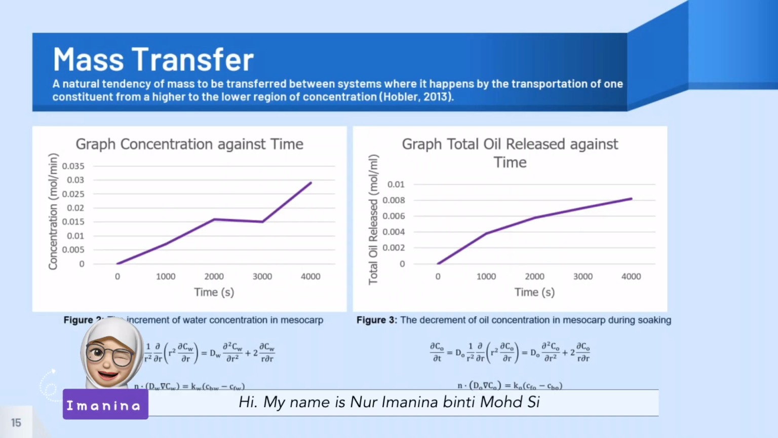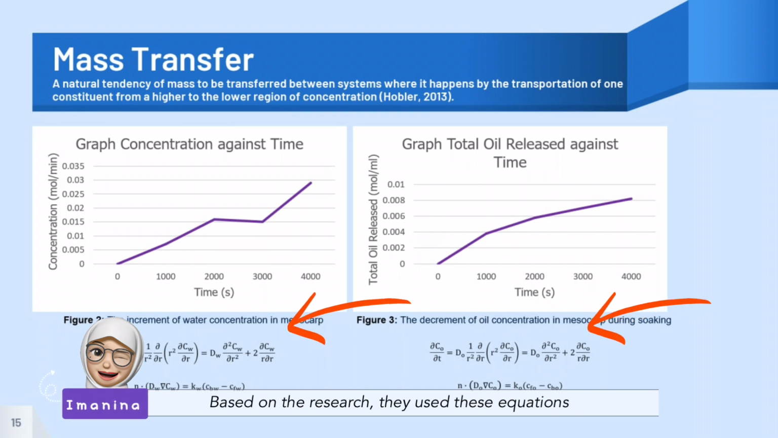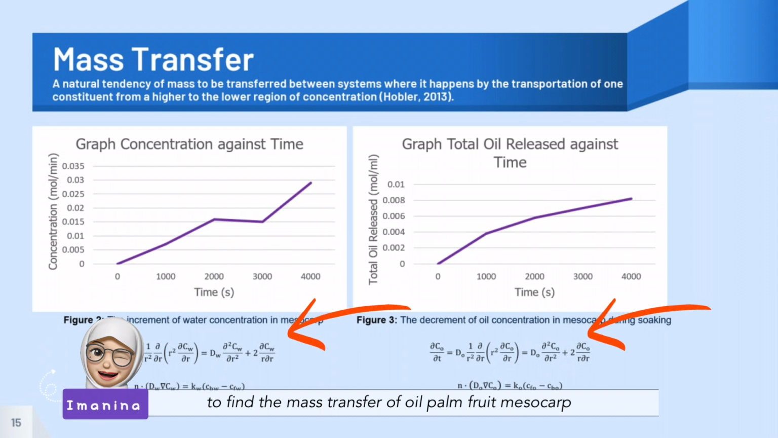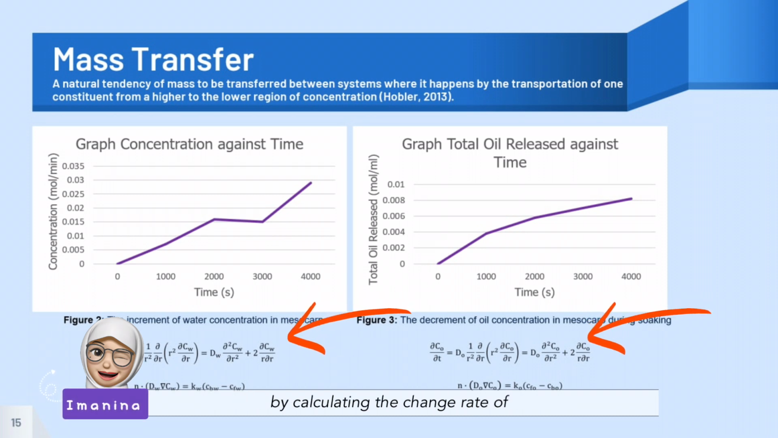Hi, my name is Nur Imanina binti Mohd Si, and I would like to explain about mass transfer, heat transfer, and fluid mechanics. In this section, I will share in general about the production of palm oil, not about the palm oil based surfactant, and the detailed explanation is in our report. Mass transfer is simply defined as a natural tendency of mass to be transferred from a higher concentration region to the lower concentration region. Based on the research, they use these equations to find the mass transfer of oil palm fruit mesocarp by calculating the change rate of water and oil concentration within the oil palm fruit.